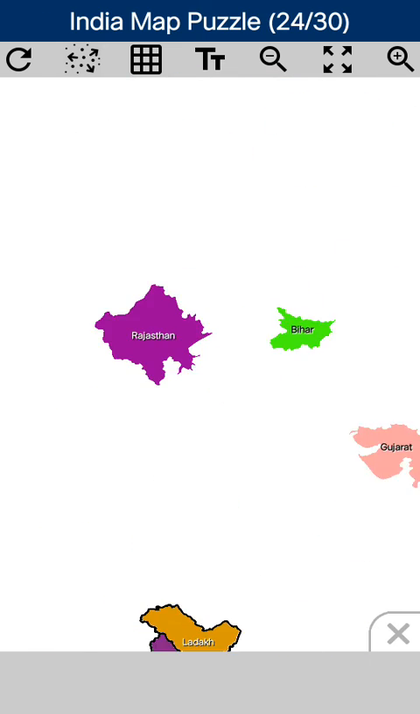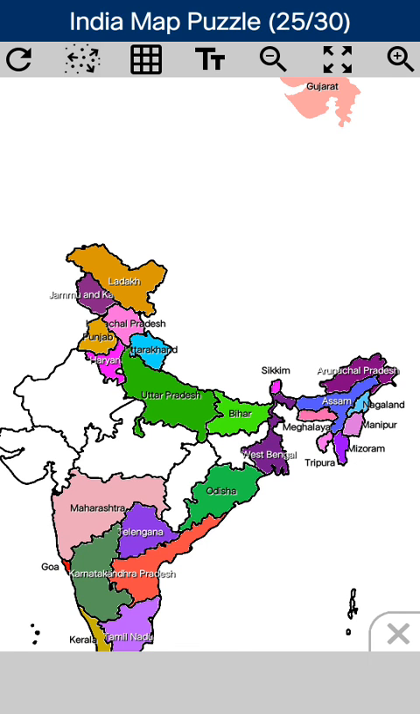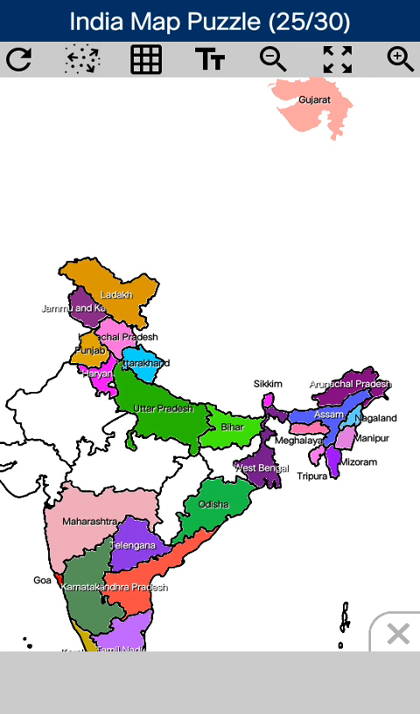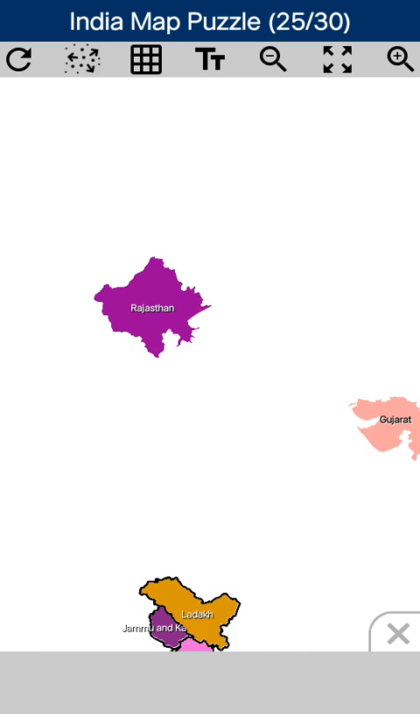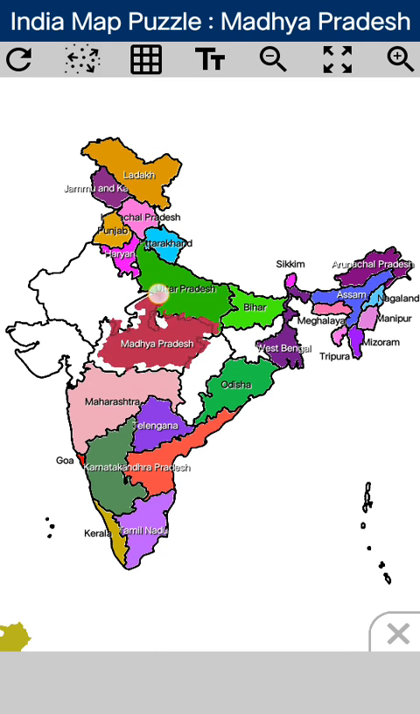So let's see. Just fill it in. Now you can see Uttar Pradesh and Bihar are of the same color because it is a side. It is only the side of Uttar Pradesh. Well, at the midpoint, what do we have? Definitely your answer will be right. I know, and that is your Madhya Pradesh.